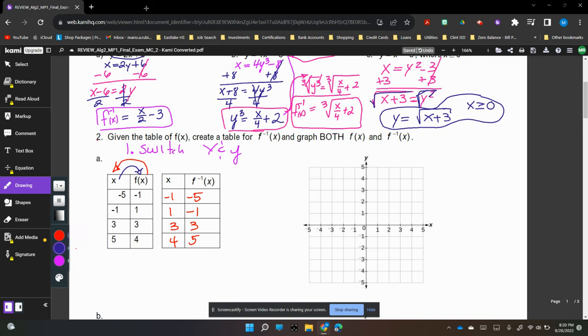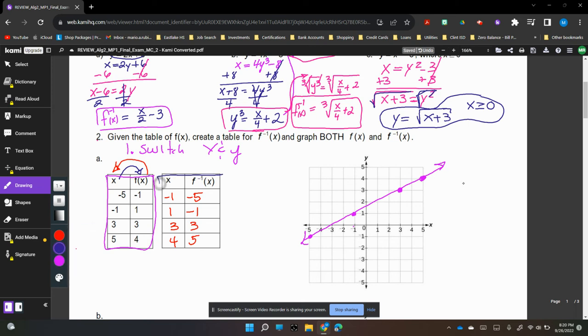So now remember, to graph, all you need to do is plot the coordinate point. So let's plot this one in purple. I'm going to go to -5, -1. Then I go to -1, 1. Then I go to 3, 3. Then I go to 5, 4. Connect the dots, makes my straight line, and that's the graph of the equation.